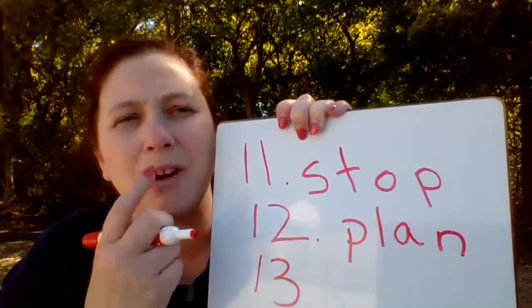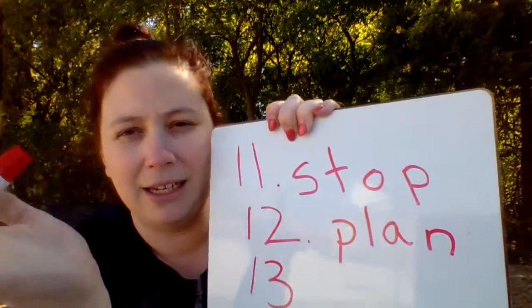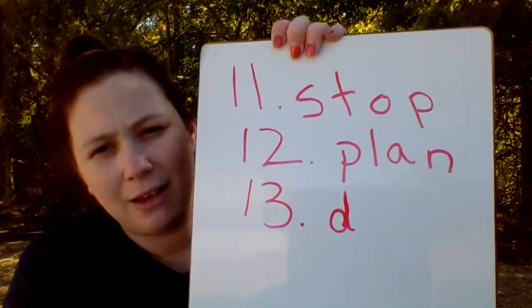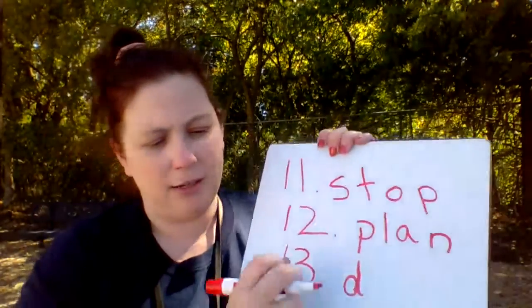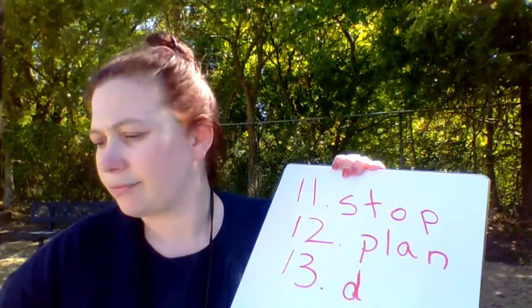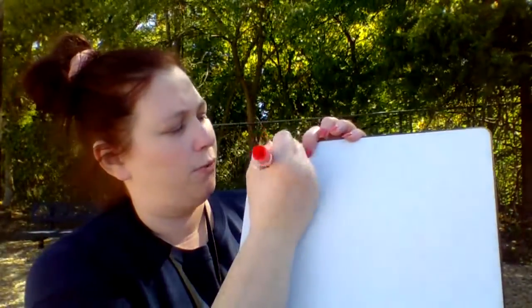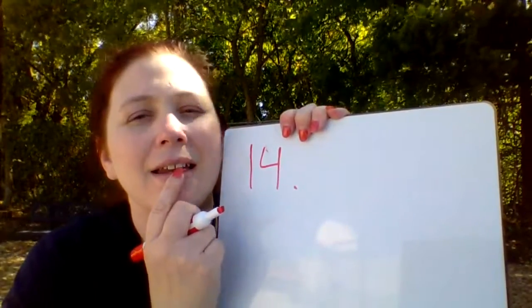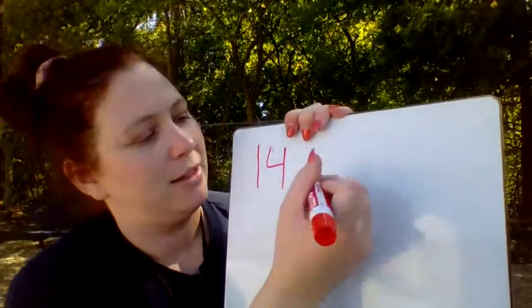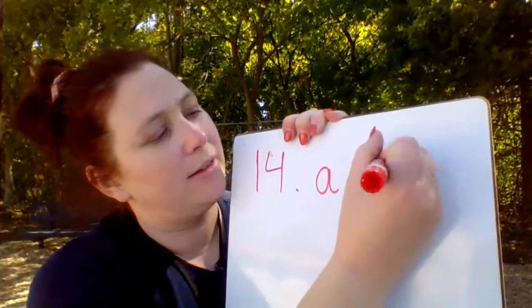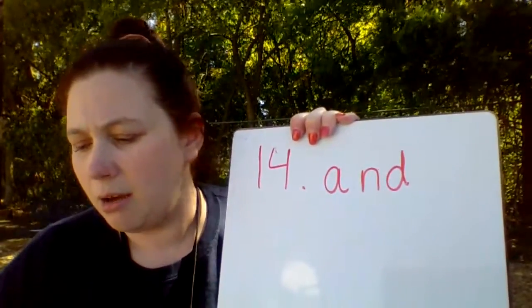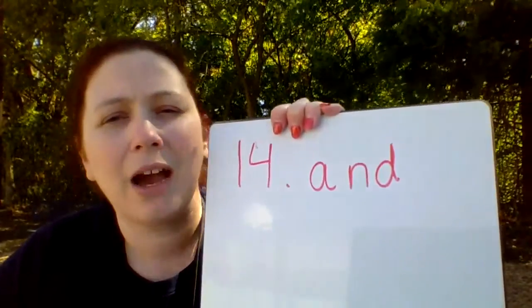I want you to write down D, and then I want you to write down a D, a lowercase d, just like that. All right, number 14. We are going to practice spelling some more words. So on number 14, we are going to sound out and. A-n-d. And. Whoopsies.